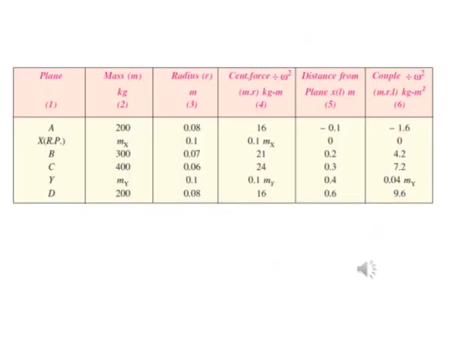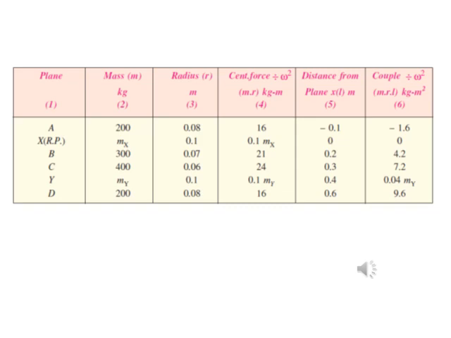Here's the table that I want you to make if you get all the information from the problem in the previous slide. The first column will be the plane. So originally you have A, B, C, D, and then the X and Y, which are the counterbalance masses. You must choose either the X axis or the Y axis to be the reference plane. Over here, you can choose the X axis as the reference plane, RP. The one at the X axis will be the reference plane.